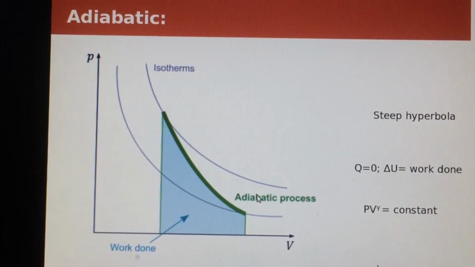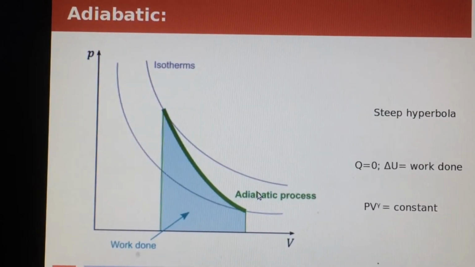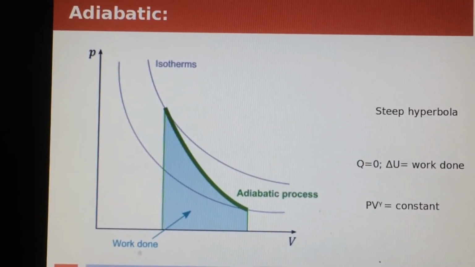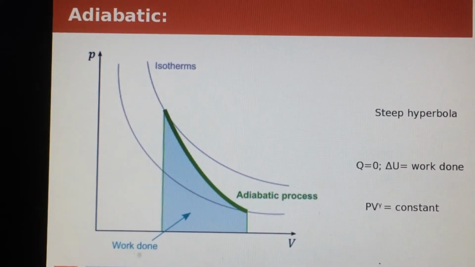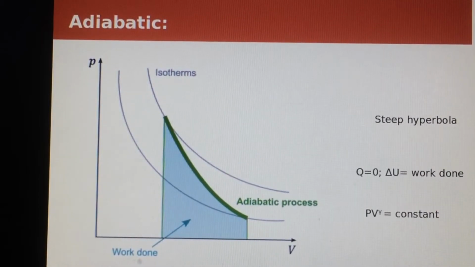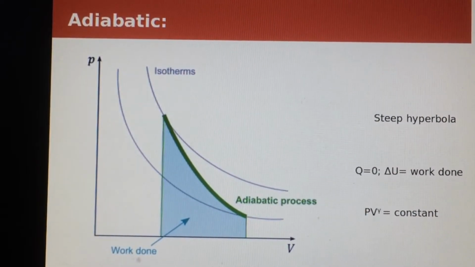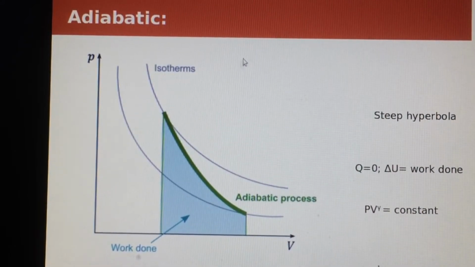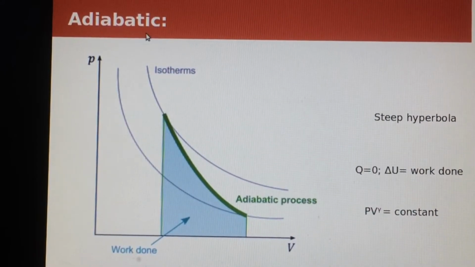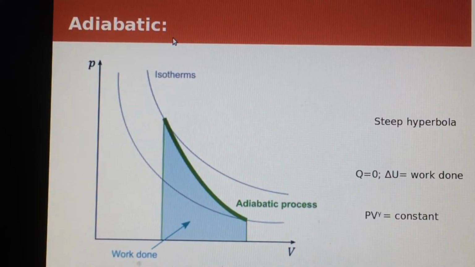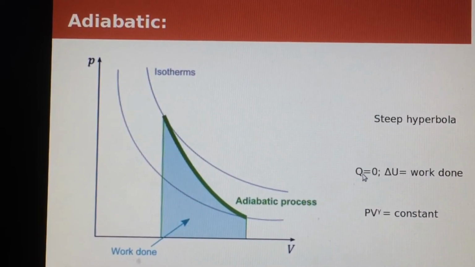Now, come to an adiabatic process. When a tire bursts, we can feel that the air coming out of the tube is cooler compared to the atmosphere. What happens in the case of a tire puncture is an adiabatic process. For an adiabatic process, no heat exchange takes place between the system and its surroundings. So, dq or q is equal to 0.